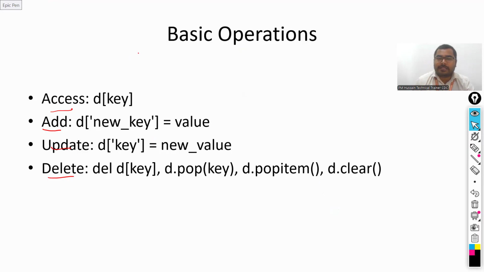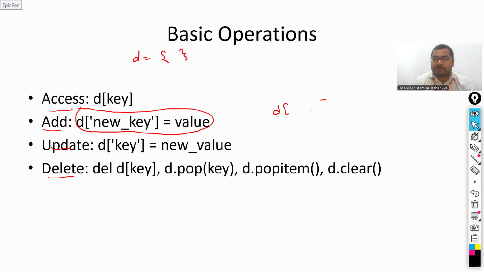So let us consider one dictionary. D is equal to some empty dictionary. Now, for this empty dictionary, if you want to add any items, then you need to use this method. You need to add D in square brackets, and mention the key, any key. So let us say I want to store students and marks in this empty dictionary, with the student name as the key and the value as the marks.